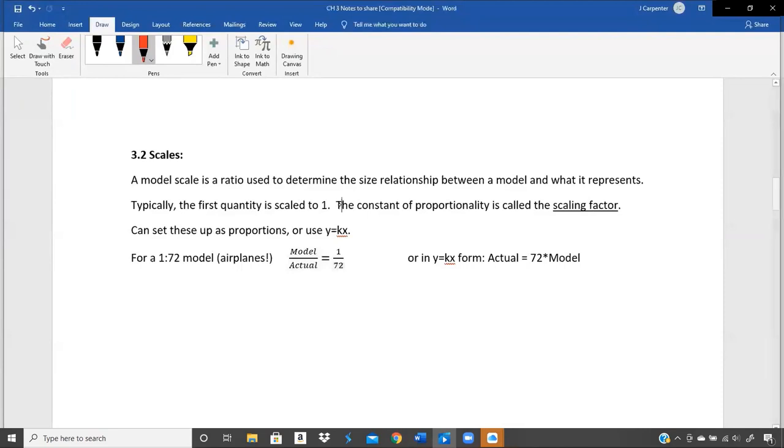That's the scaling factor. The cool thing is, if you don't like setting up proportions where you use your words and then write the scaling factors on the other side, you can also set up a y equals kx proportion form instead of writing it as fraction equals fraction. You can do this instead, and the k is that, as long as you have the actual on the left and the model on the right, unless it's the flip-flop where you're scaling something up, like a cell or an atom.